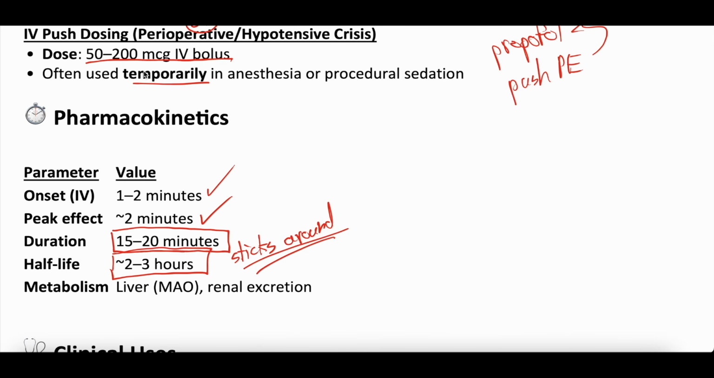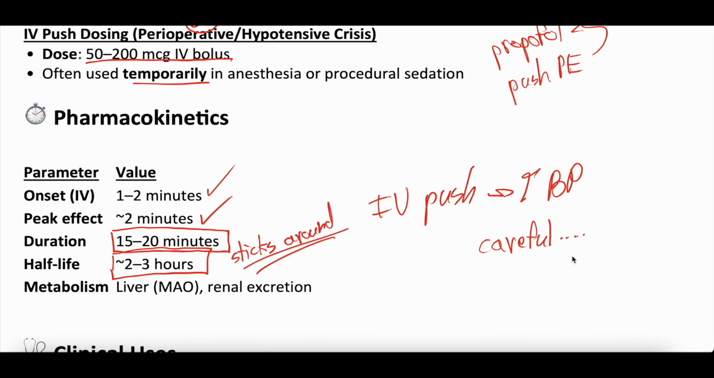So if they get this IV push of phenylephrine and their blood pressure goes up, as one would anticipate it does, you still have to be really careful because this phenylephrine still might wear off. And when it wears off, that blood pressure might drop again because you kind of just masked what was going on. And the half-life of phenylephrine can be 2 to 3 hours, so it might be a little delayed before that blood pressure drops again. So you just have to be cognizant of the half-life of these drugs, and phenylephrine sticks around a lot longer than a lot of our vasopressors do otherwise.